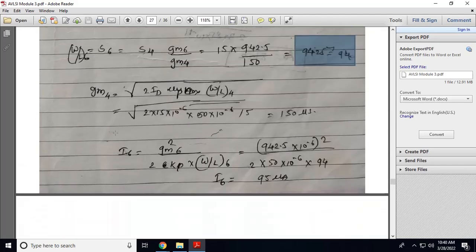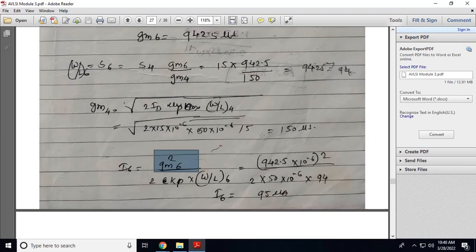So next, I6. Current 6 is equal to transconductance 6 square divided by 2 Kp multiplied by size of 6. So GM6 is 942.5 squared, 2 Kp is 50 micro, and size of 6 is 94. So current flowing through transistor 6 is 95 microampere.